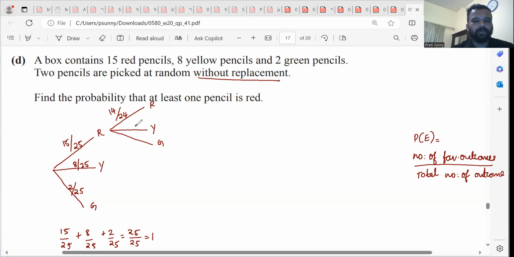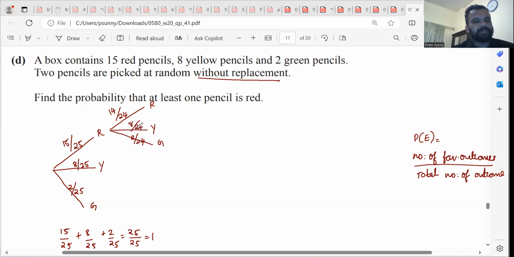The denominator is 24 because the pencil I got in the first attempt is not replaced. That pencil was red, so all the 8 yellows are still there in the bag. And since it was red that I got in the first attempt, all the remaining 2 greens are also there.